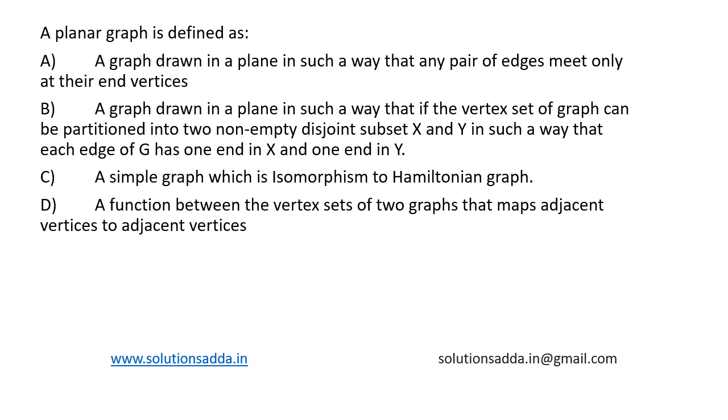A graph drawn in a plane in such a way that if the vertex set of graph can be partitioned into two non-empty disjoint subset x and y in such a way that each edge of G has one end in x and one end in y. A simple graph which is isomorphic to Hamiltonian graph. A function between the vertex set of two graphs that map adjacent vertices to adjacent vertices.